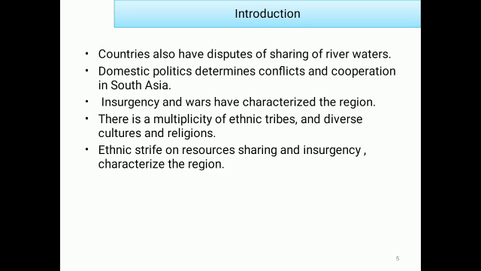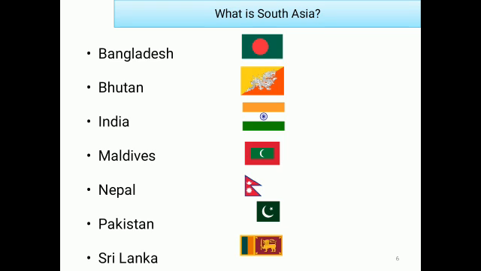Domestic politics determines conflicts and cooperation in South Asia. Insurgency and wars have characterized the region. There is a multiplicity of ethnic tribes and diverse cultures and regions. Ethnic strife over resource sharing and insurgency characterize the region.